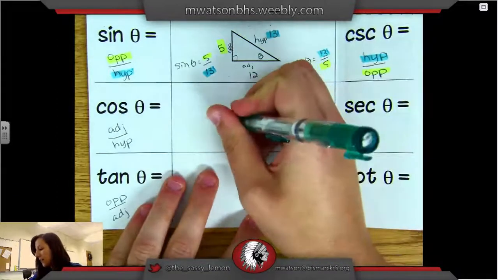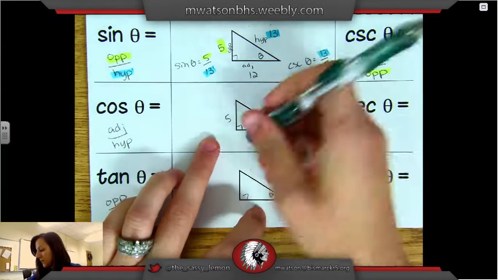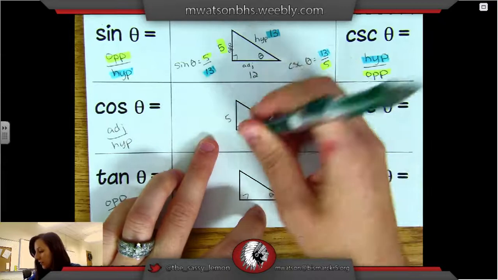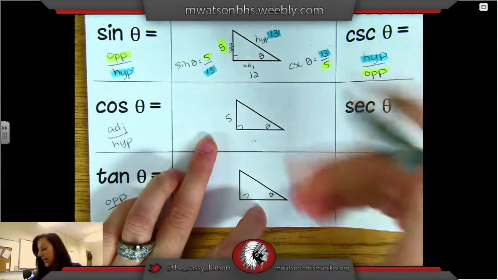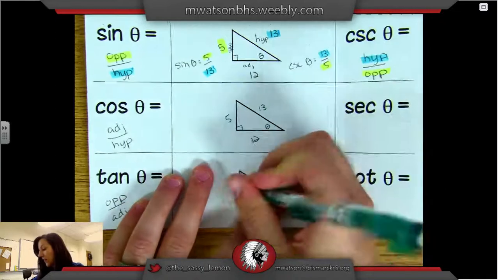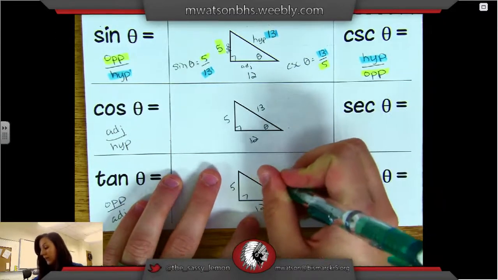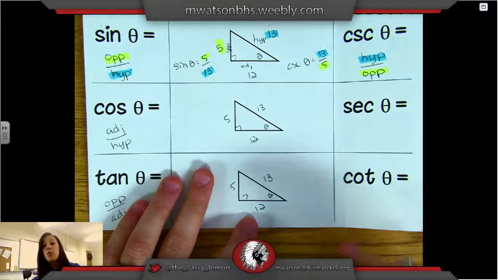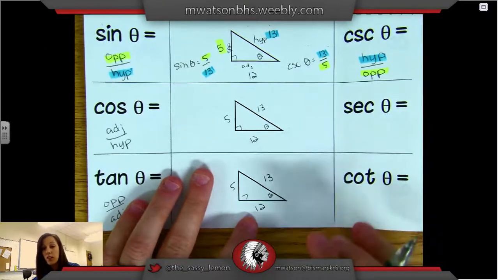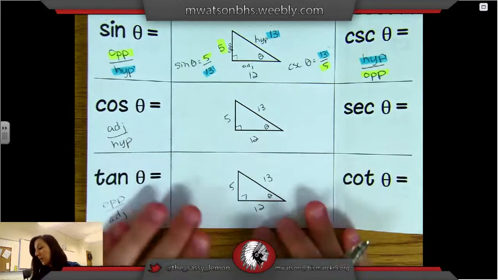So we're going to have an opposite side of 5, and an adjacent side of, oops, I started to write adjacent instead of 12. And 12 for our adjacent side, 13 for our hypotenuse. And then again, opposite 5, adjacent 12, hypotenuse 13. Get used to using those words, because we need to use precise math language when we're talking about these problems.